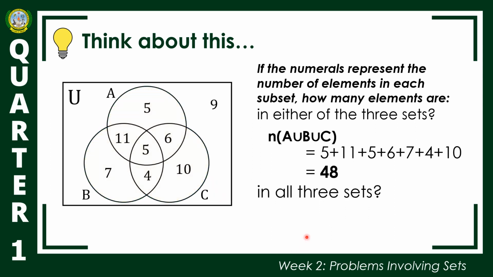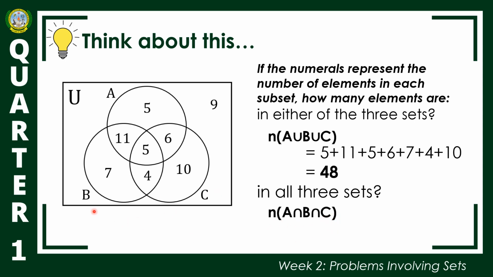Next is, how many elements are in all 3 sets? So, dito naman po, ang keyword ay all. Iba po siya dun sa nauna, either. So, pag sinabing all, dapat po yung elements po ay matatagpuan dun sa 3 sets. Meaning, ang hinahanap po is the cardinality of A intersection B intersection C.